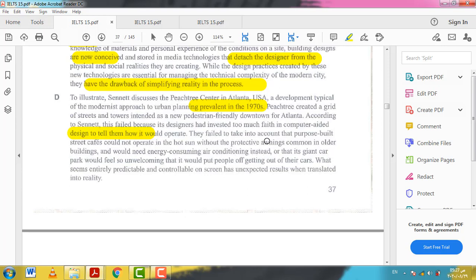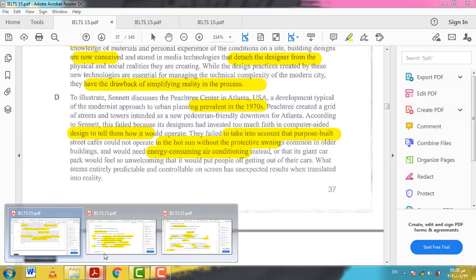They failed to take into account that purpose-built street cafes could not operate in the hot sun without the protective awnings common on older buildings, and would need energy-consuming air conditioning instead. Car parks would feel so unwelcoming that they would put people off. What seems entirely predictable and controllable on screen gives unexpected results when translated into reality.